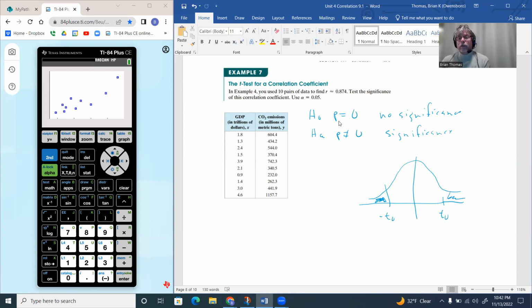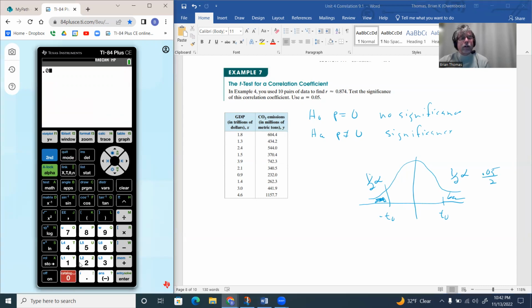So one thing we have to find is t sub 0. In the two-tailed case, this is going to be 1/2 alpha, and this is going to be 1/2 alpha. So if alpha is 0.05, we do 0.05 divided by 2, and that's how we get 0.025. I can use the calculator's inverse t: second distribution number 4, change that to 0.025. The degrees of freedom is 8, since we had a 10 there. We use n minus 2 as the strategy.